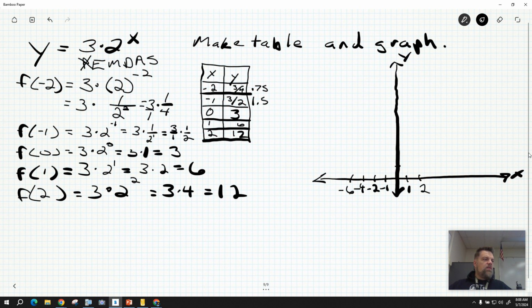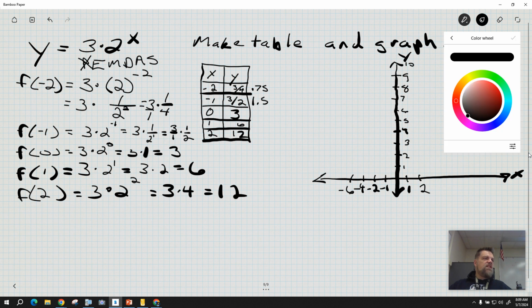This would be 1, this would be 2, this would be 3, this could be 4. I'm counting every other one, so this would be 5, this would be 6, this would be 7, 8, 9, and way up at the top is 10. This is 10. So what I'm going to do is I'm going to sketch these.